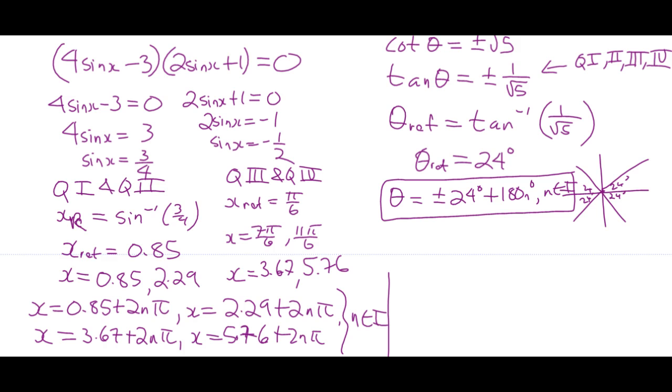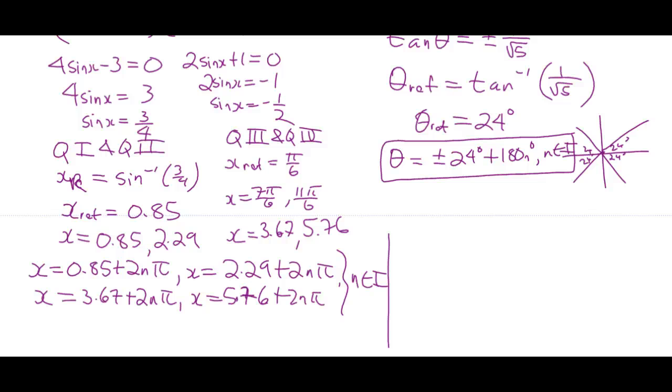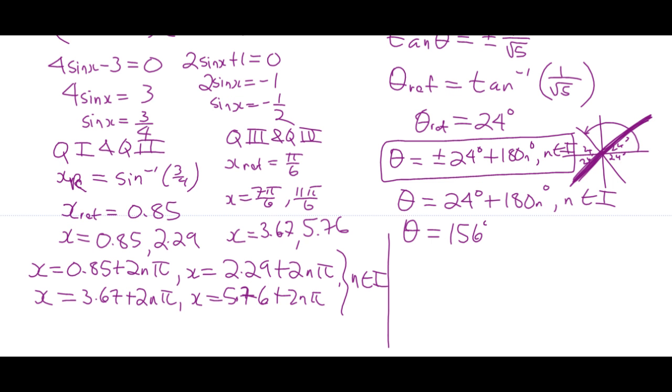You don't have to get fancy. You could state it, so just theta is 24 degrees plus 180n degrees, and that takes care of anything along here. And then this angle is 180 minus 24, right, which I think is 156. So theta is 156 degrees plus 180n degrees.